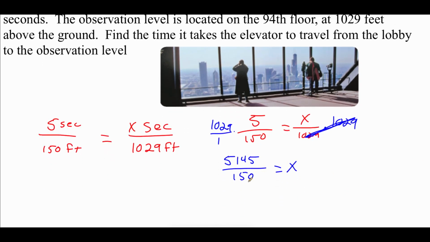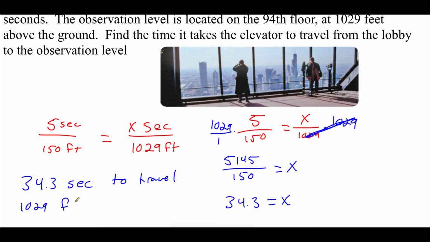Now this fraction doesn't reduce down nicely, but if we do the division, we'll get a nice decimal in there. And what it ends up being is 34.3 as that unknown x value. But again, because we have a word problem, we should give this answer some context. So it takes 34.3 seconds for the elevator to travel 1,029 feet from the lobby to the observation level.